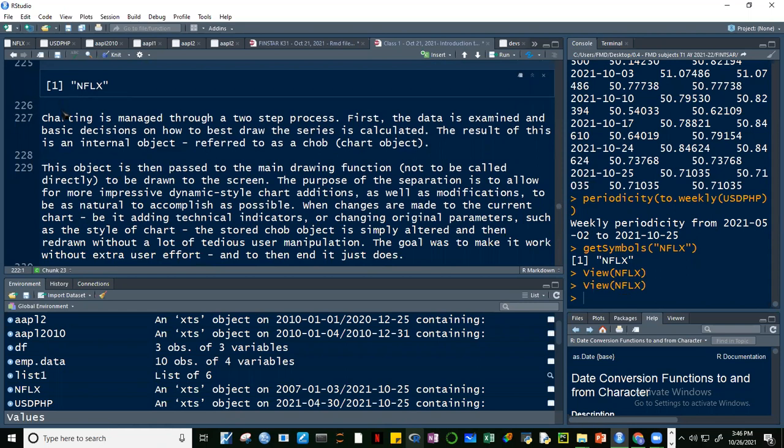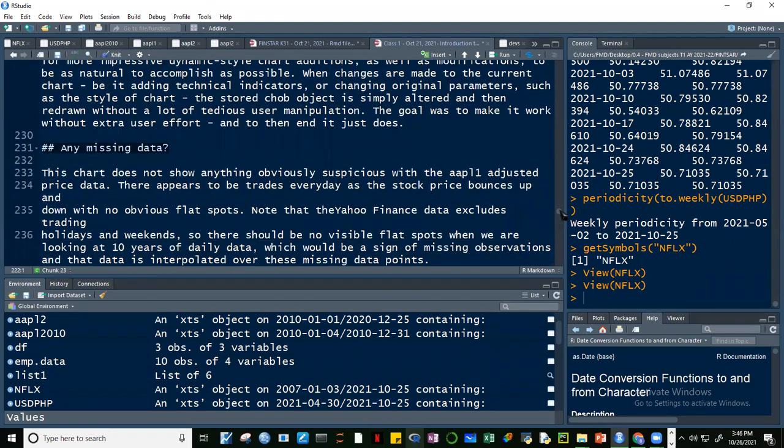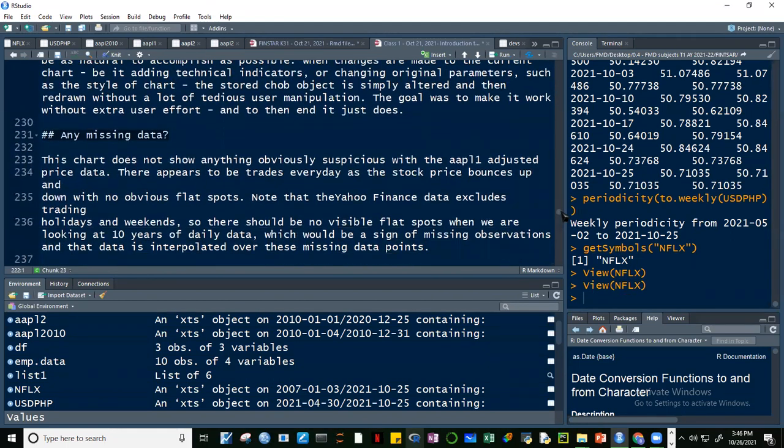Our code, the chart series, automatically goes through this process. So it allows for more impressive dynamic style chart additions. The goal is to make it work without extra user effort. For missing data, the chart does not show anything obviously suspicious. Okay, let's plot this first. Let's take a look.